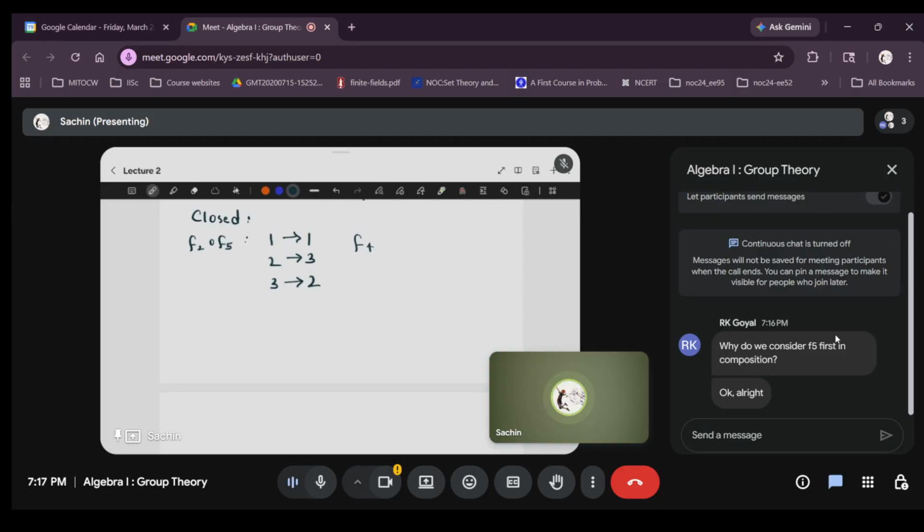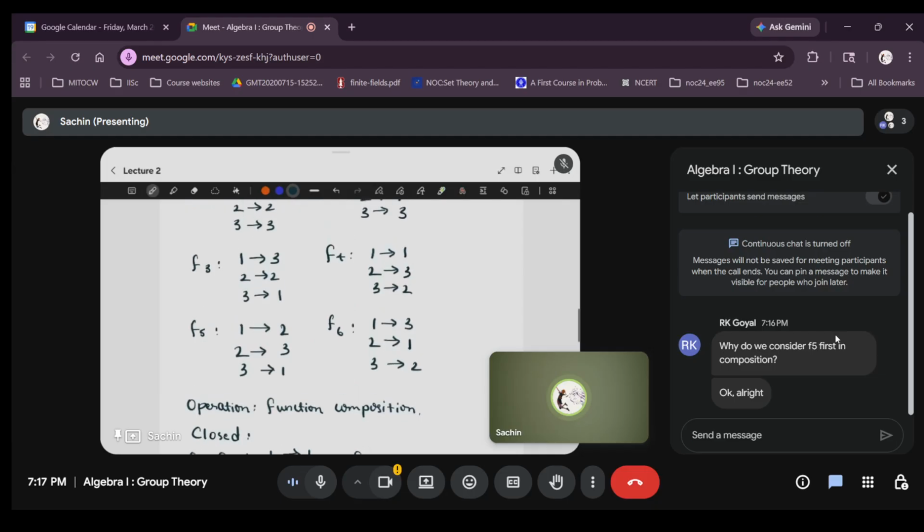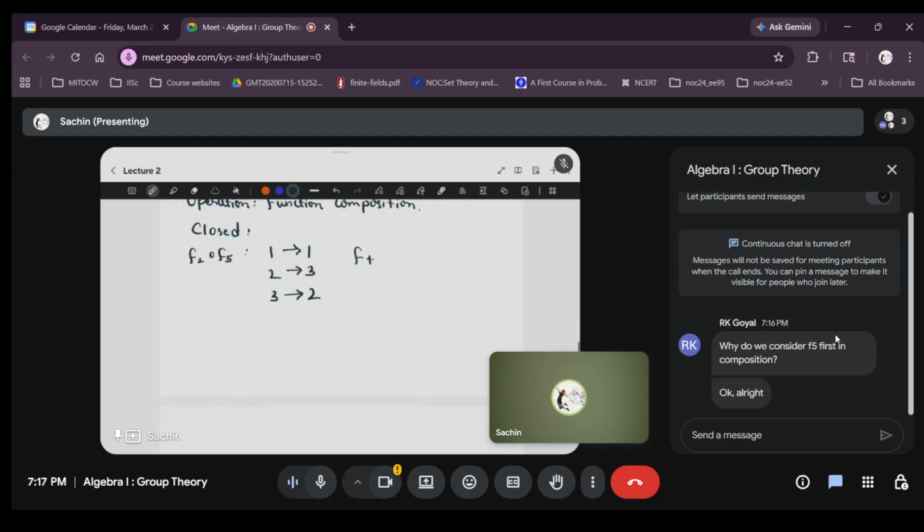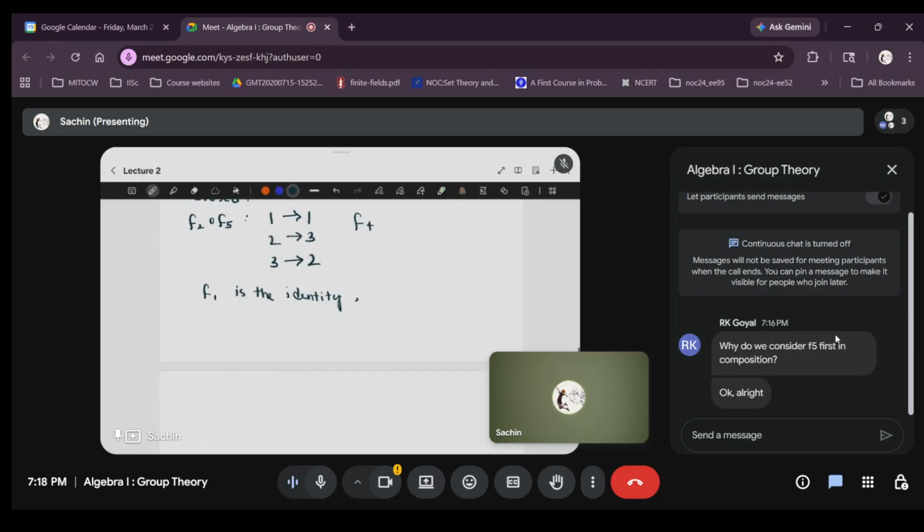Then what is the identity element? The identity element is F1. F1 is the identity. Why is that? That's because for any function Fn, Fn circle F1 is nothing but Fn, which is also equal to F1 circle Fn.